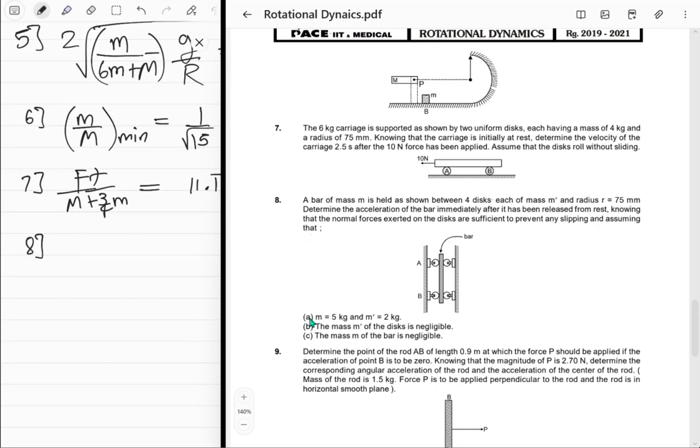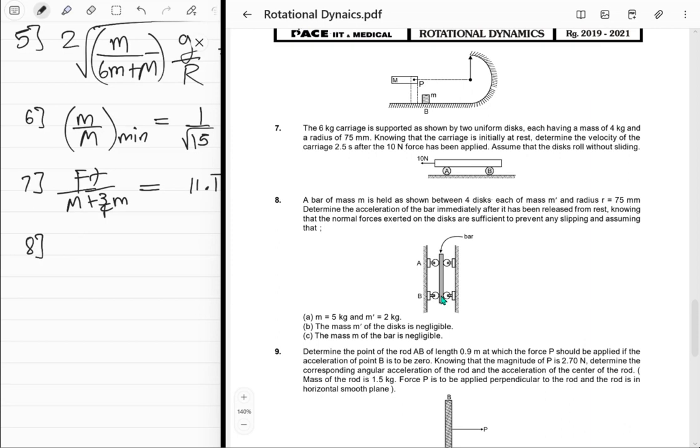Assuming that, so they gave us the masses, the mass m dash of the discs is negligible. Oh, so these are different situations, not all of them simultaneously. Fine. What we want is just the acceleration of the bar immediately, right? Okay, cool.